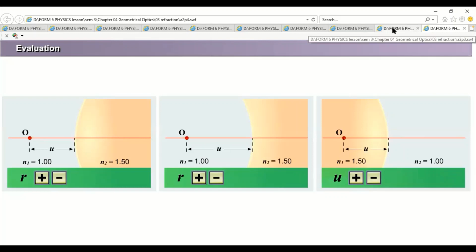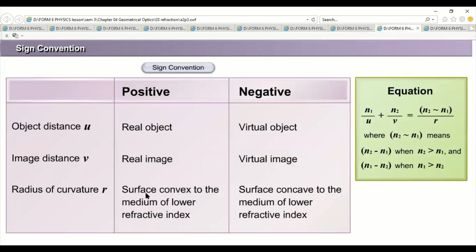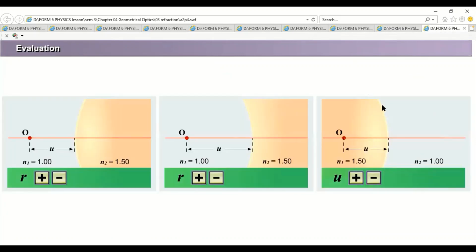And don't forget, we notice that the surface is convex to the medium of lower refractive index. Convex surface at lower refractive index, so it's positive. If this one is 1.5, this one is 1, that means it will be negative. Understand? Okay.